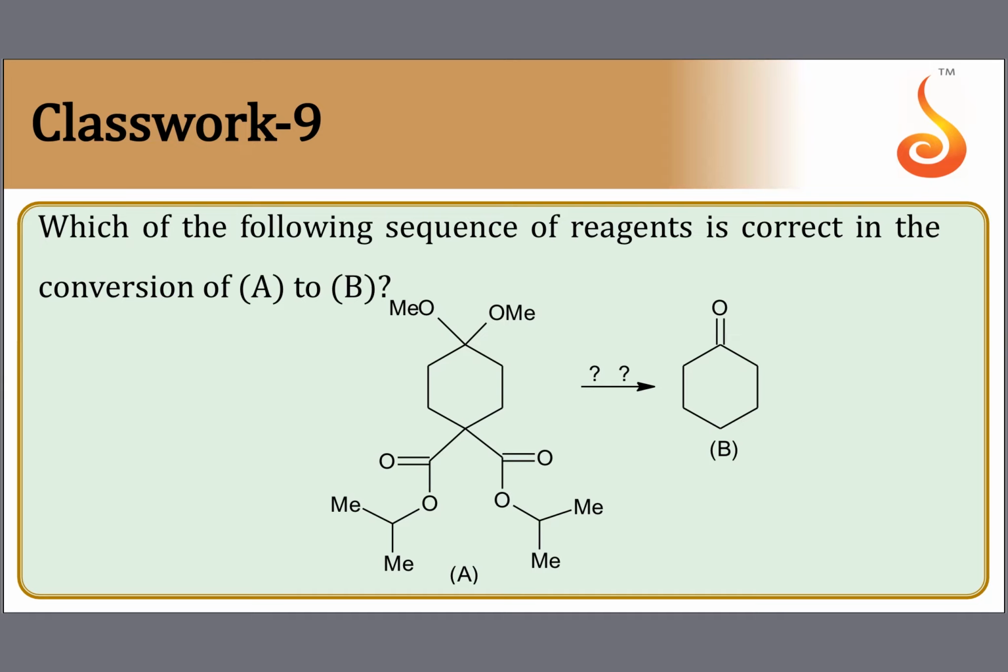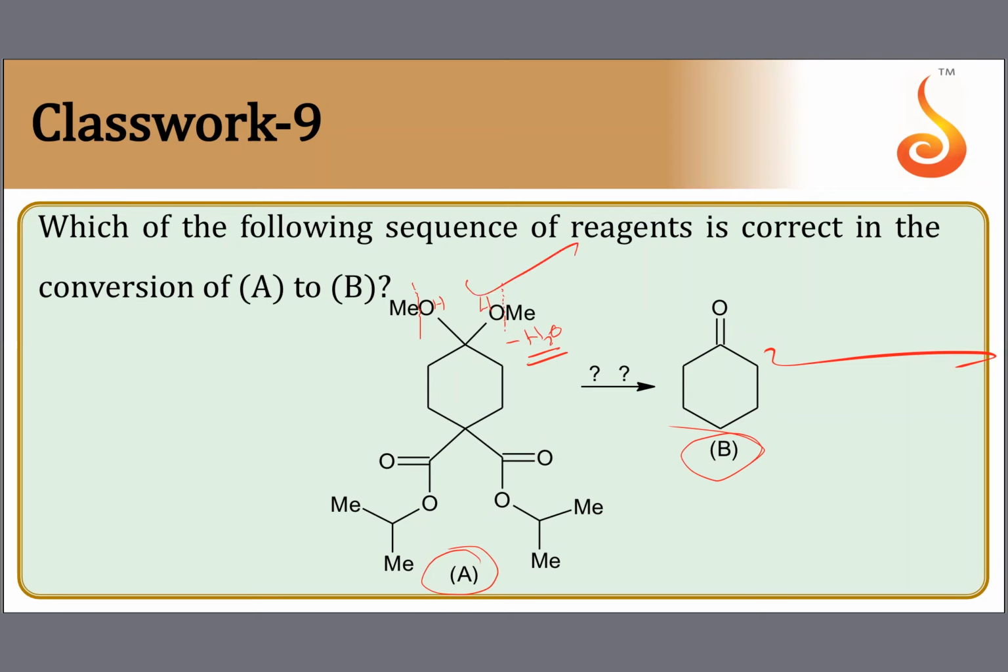Which is the correct one? First you have to observe which is A, which is B. We are getting cyclohexane. So what might be done? OCH3 must be decomposed. 2 OH groups must be formed. Then it becomes gem diol. Gem diol undergoes dehydration.